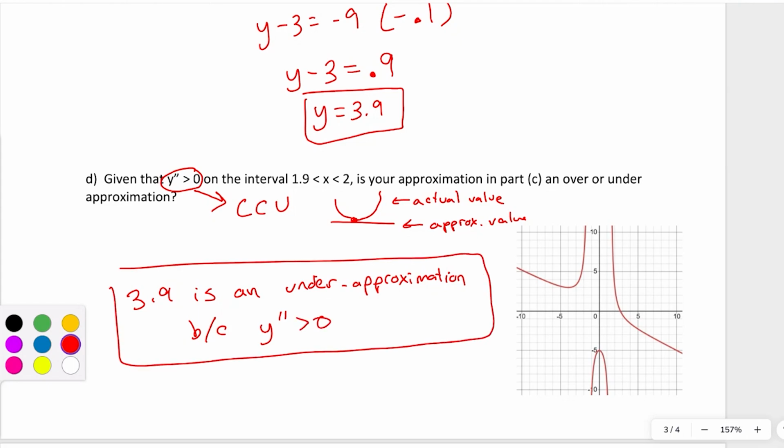So that's what you'll write, like if I ever ask you to justify your answer on a question like that, like how do you know it's an under or over approximation? Well, it all has to do with the concavity of the curve. Any questions about problem number 2?